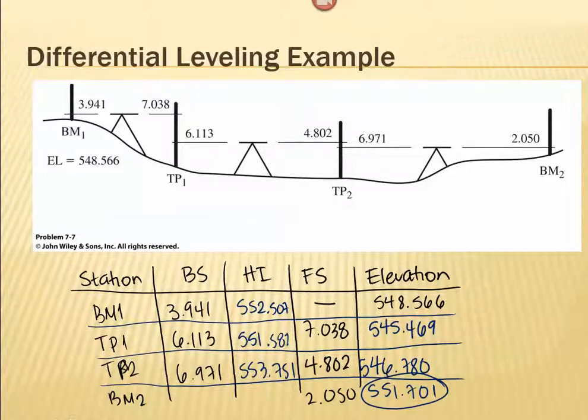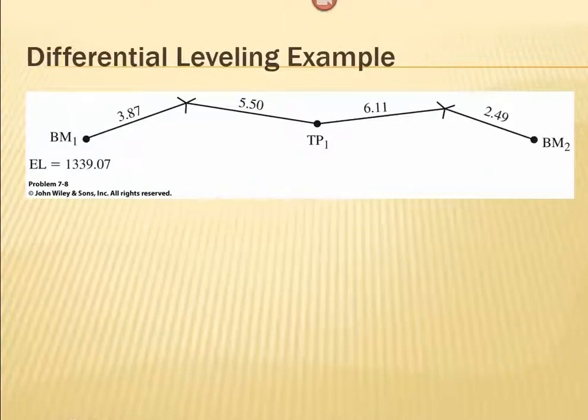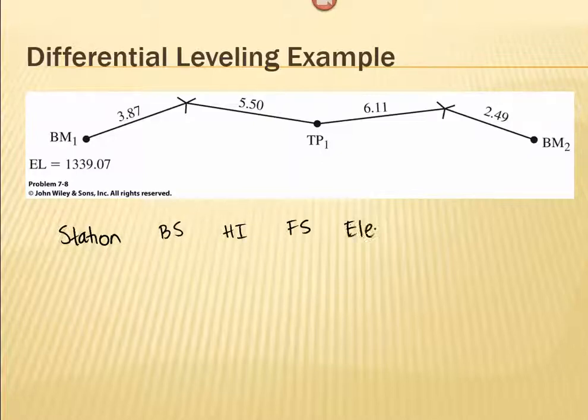All right, I have one more example, and this one looks a little different. This is another way to take notes. In this case, rather than showing the height of the instrument and all of that, what we are being shown is some backsides and foresights that aren't quite so well labeled or obvious. What this means is the following. Let me just show you. I have station, backside, height of instrument, foresight, elevation.